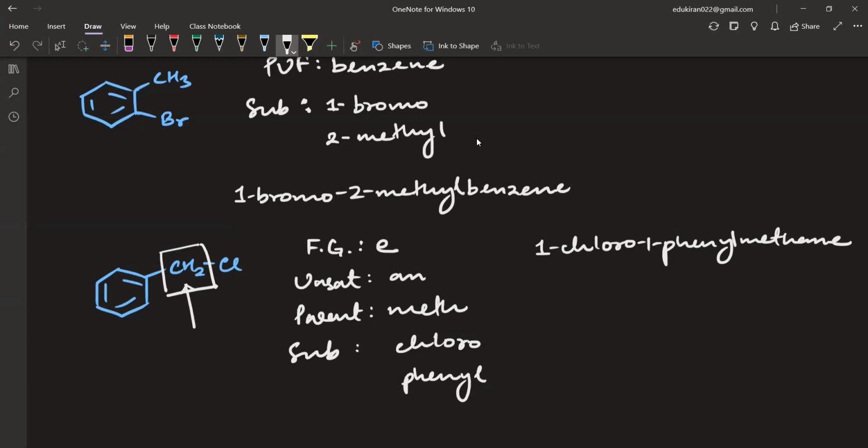The other name that you can write is, this is a benzene ring. You can write it with respect to benzene ring also. And this is chloromethane, right? So this is chloromethane or chloromethyl, 1 chloromethyl benzene. But prefer this name. And NCERT prefers this name. Just write this down, let me know when you're done.